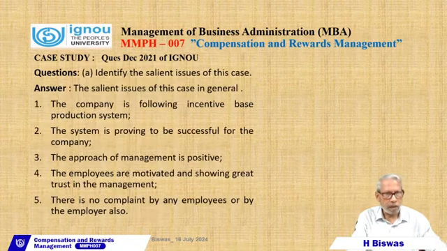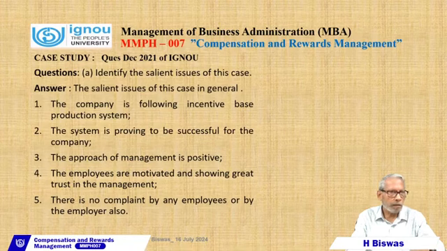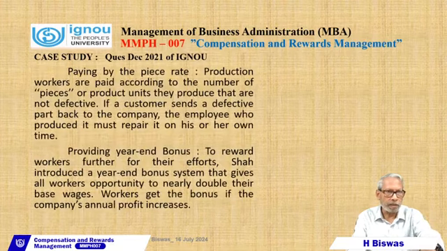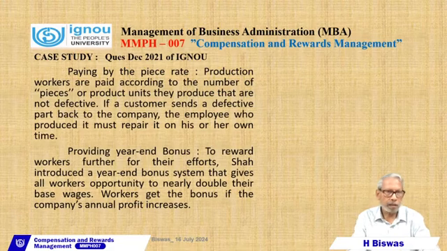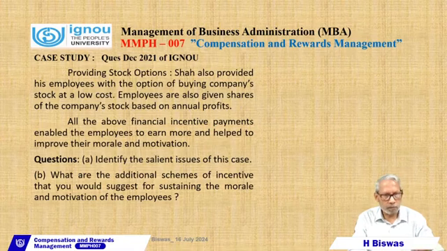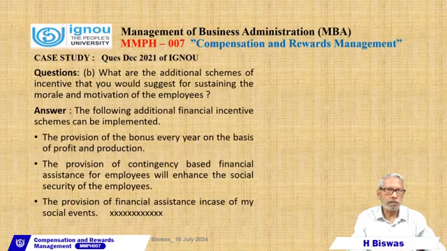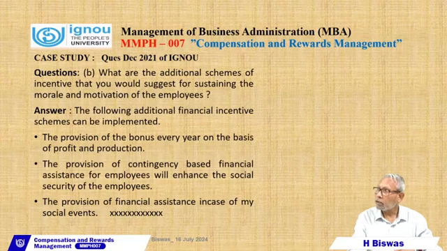The first question was to identify from the paragraphs what the problems were. Everything is firmly written in the paragraph itself. Suppose the company is following an incentive-based production system, definitely it will be written somewhere. So you can just pick it up. You have to read it twice, and then list out the cases first. The question I read: identify the salient features of the case. So it is one of the cases as given. You have to note down the salient features. And the second question given is: what additional schemes or incentives do you suggest? So suggest the things.